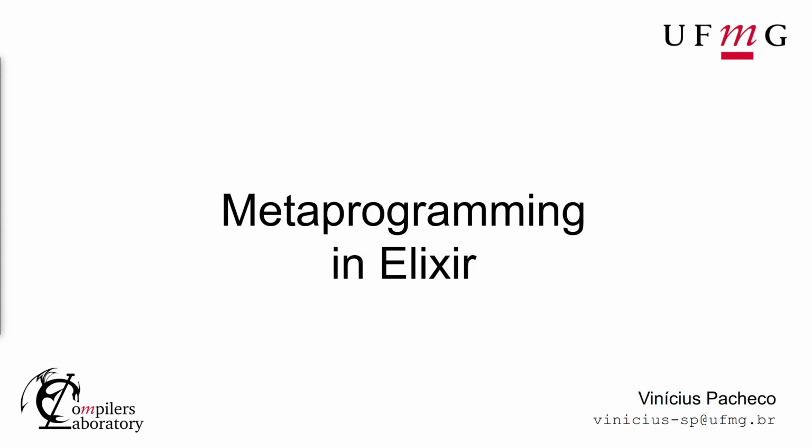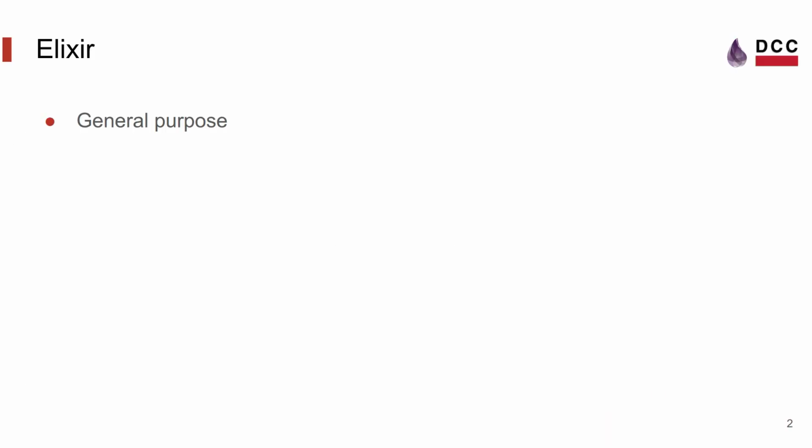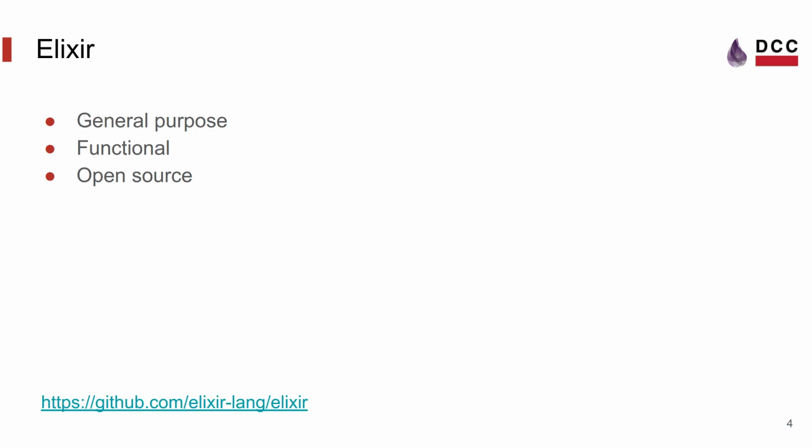So in this video, I'm going to talk a bit about the metaprogramming in Elixir. That's the ability of the language to extend itself. Elixir is a general purpose functional programming language. It's open source and you can check the code in the link below. It is built on top of Erlang, adding very interesting features to the language. And because of this ability of extending itself, most of the Elixir language is written in Elixir. Only a small part of the language is written in Erlang.